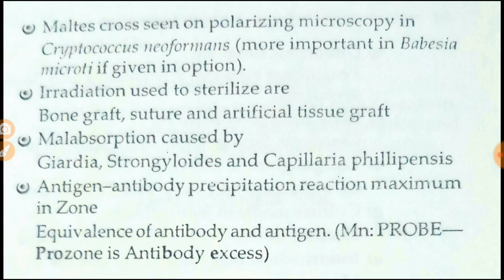In antigen-antibody precipitation reaction, the maximum precipitation is in the zone of equivalence of antibody and antigen. The mnemonic for this is PROBE: PR for prozone, which is antibody excess, and BE, B for antibody and E for excess. So you have to remember: antibody excess.